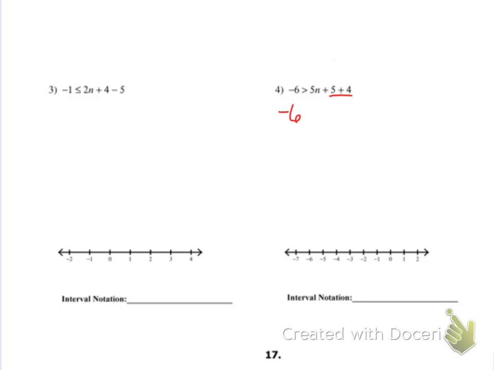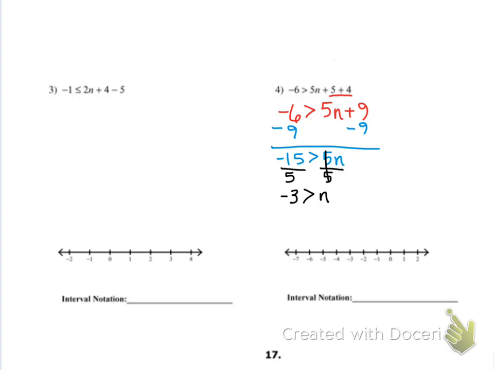-6 is greater than 5n plus 9. And I'm still trying to get n by itself, so I'll subtract 9 from both sides. -15 is greater than 5n. Now to get rid of the 5, I'm going to divide both sides by 5. N is by itself, and this is equal to -3.